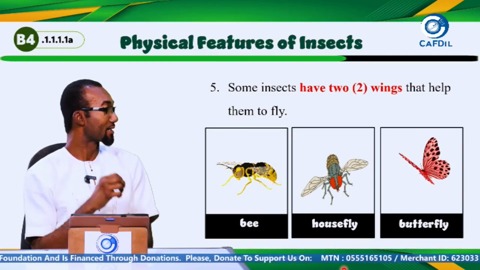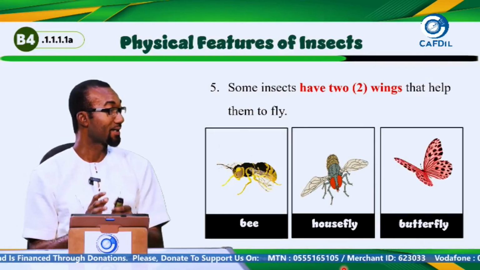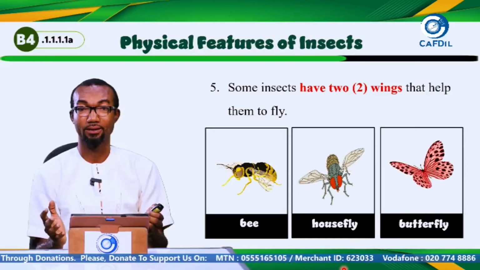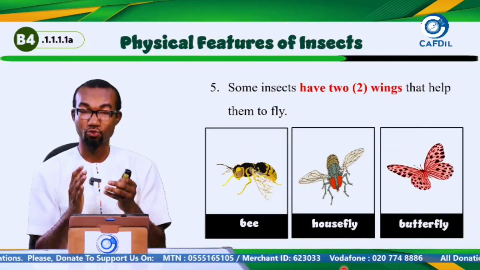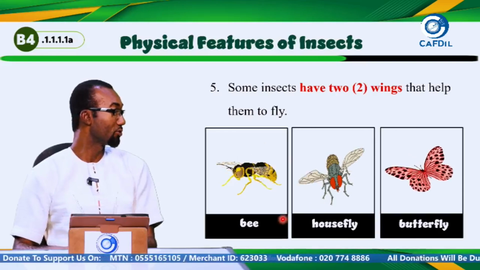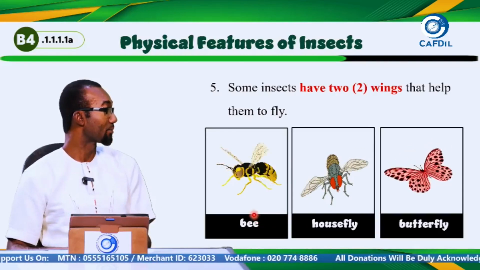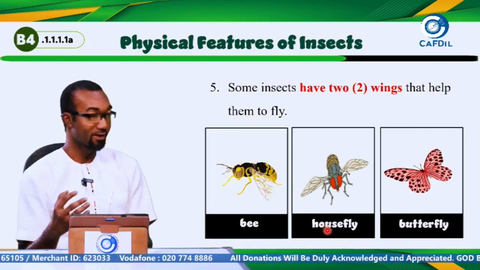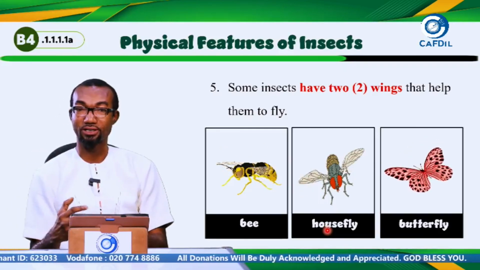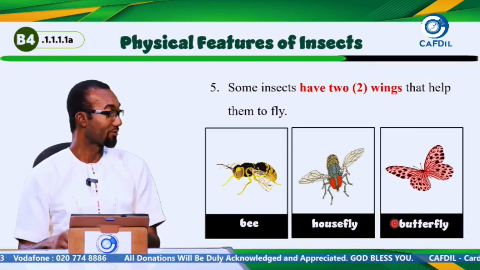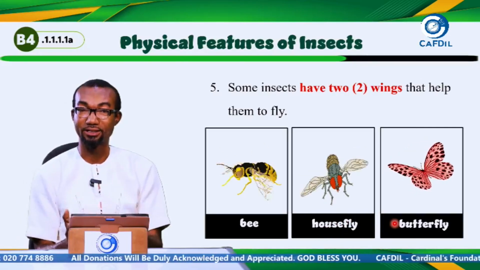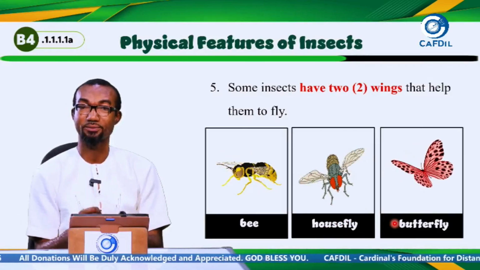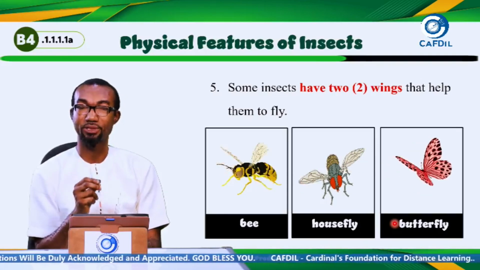The next one is that some insects have 2 wings that help them to fly. If you look at the bee, it is an example of an insect with wings, and they use them to fly. The housefly has 2 wings that they use to fly. You have the butterfly, they also have 2 wings that they use to fly. So some insects have 2 wings that help them to fly.